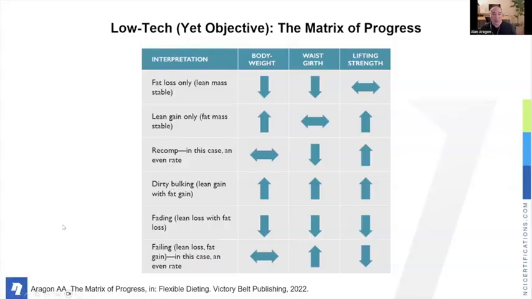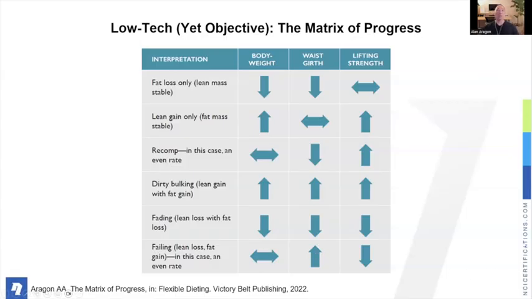Okay. So then we've got the final one over here, failing, which is basically the opposite of recomp. Recomp in the wrong direction, where you're gaining fat mass and losing lean mass. And this would be indicated by a drop in lifting strength, accompanied by an increase in waist girth while your body weight stays the same.